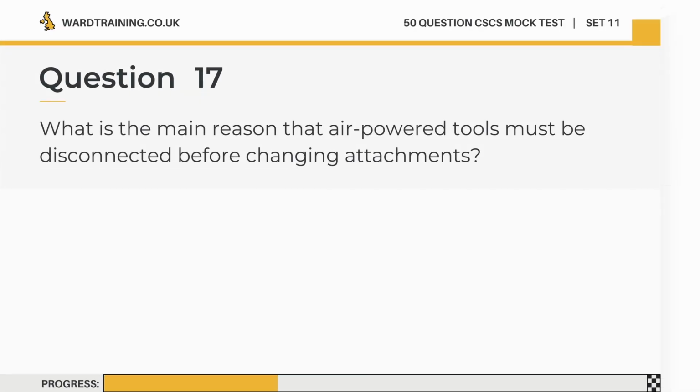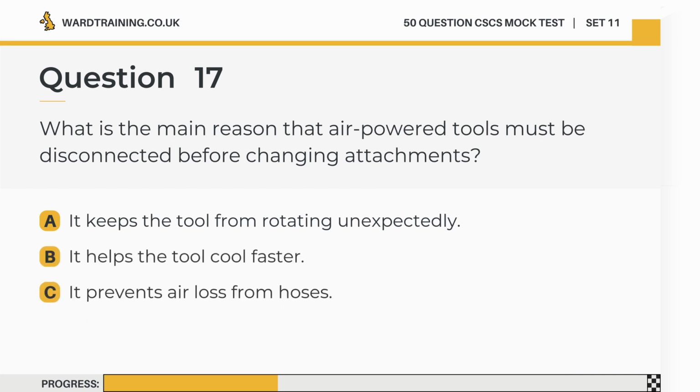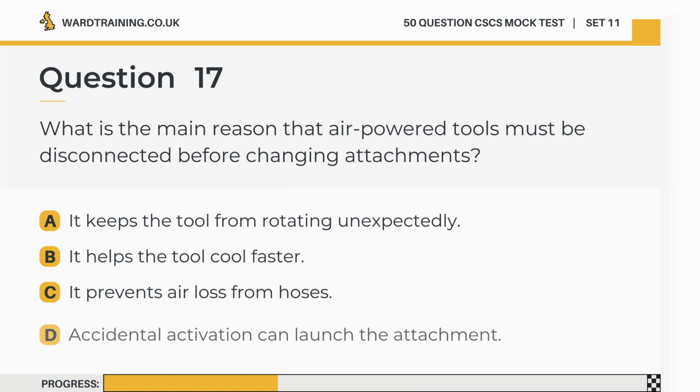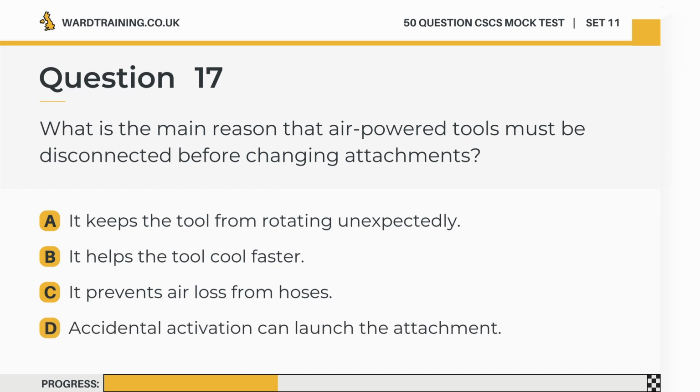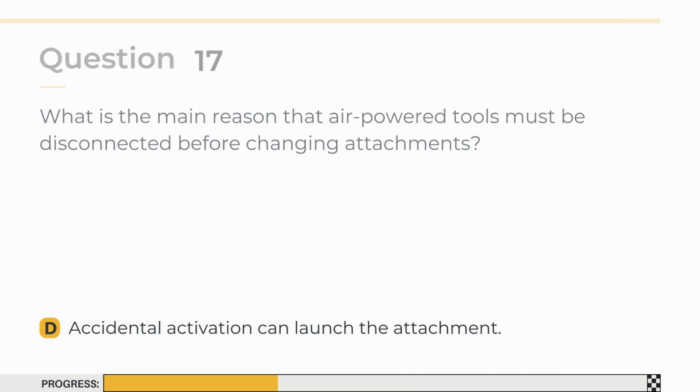Question 17. What is the main reason that air-powered tools must be disconnected before changing attachments? A. It keeps the tool from rotating unexpectedly. B. It helps the tool cool faster. C. It prevents air loss from hoses. D. Accidental activation can launch the attachment. The correct answer is D. Accidental activation can launch the attachment.